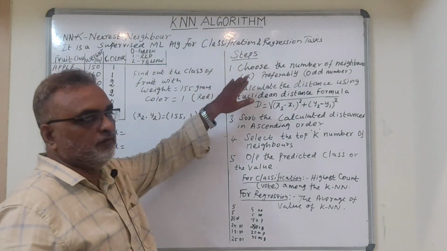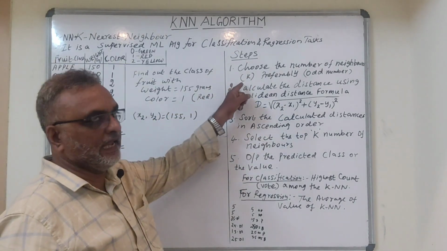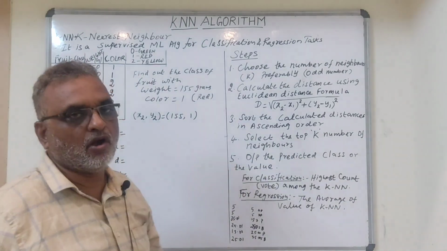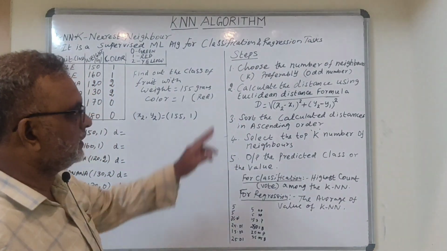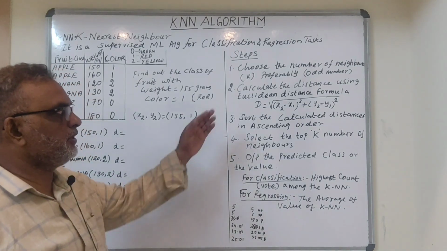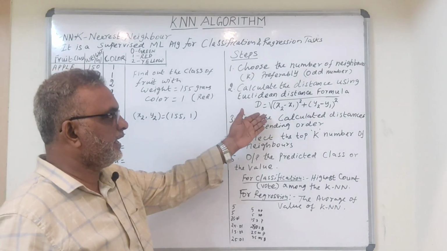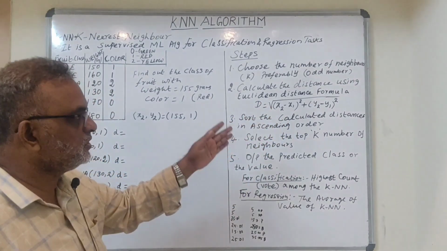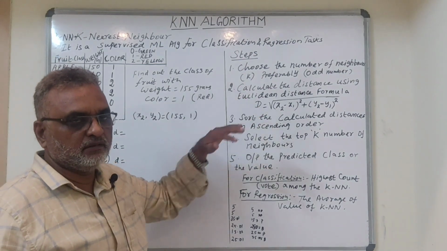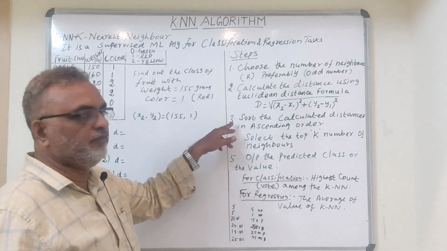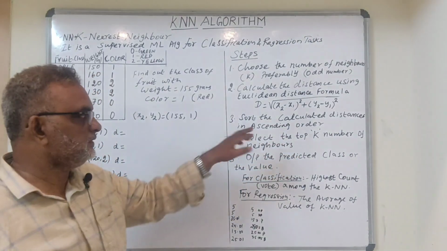First of all, we have to choose the number of neighbors k, preferably an odd number. Second step, calculate the distance using the Euclidean distance formula. D is equal to the square root of (x2 minus x1) whole square plus (y2 minus y1) whole square. After calculating the distances, we have to sort them in ascending order.